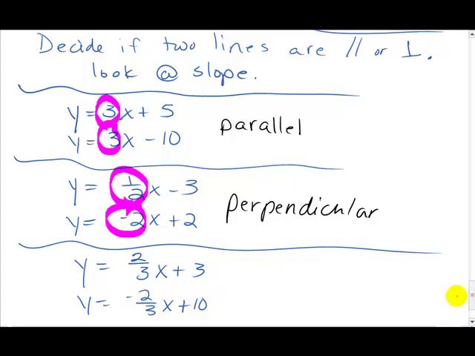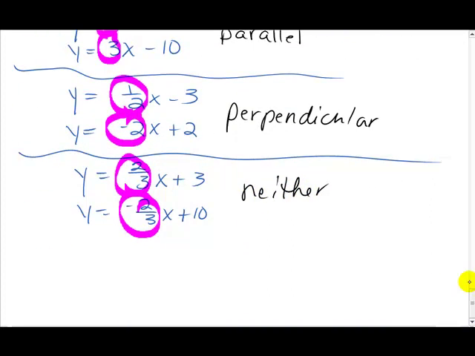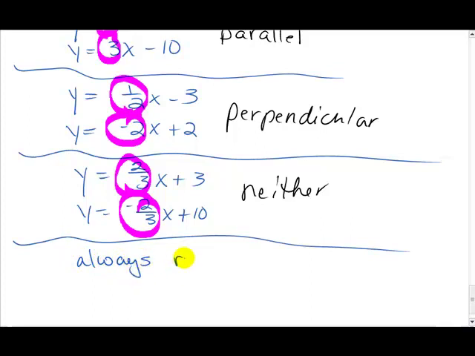When I look at these two, and I look at their slopes, they have the same fraction, but one's negative, one's positive, so they're not parallel. And for them to be perpendicular, they'd have to be reciprocals. So these are neither. Something you want to remember here: always reduce the fractions. Don't forget to do this while you're doing your homework.